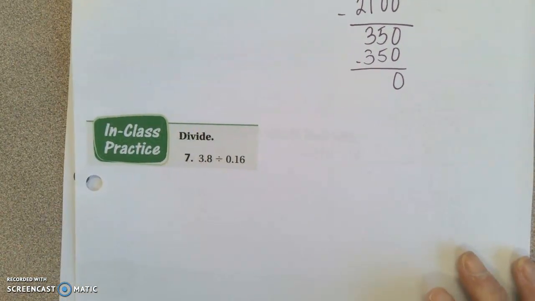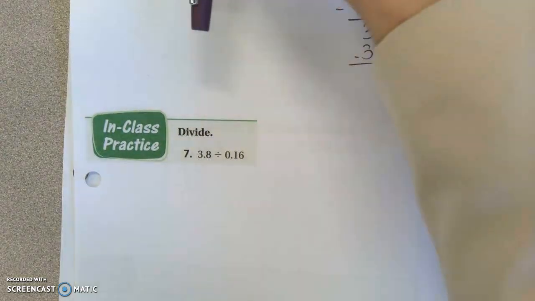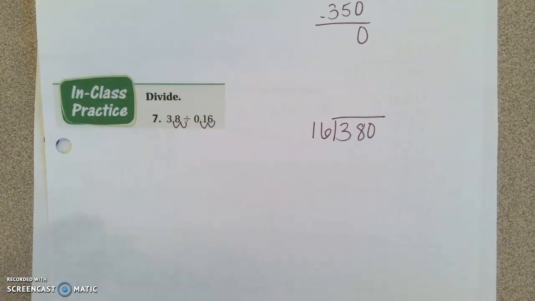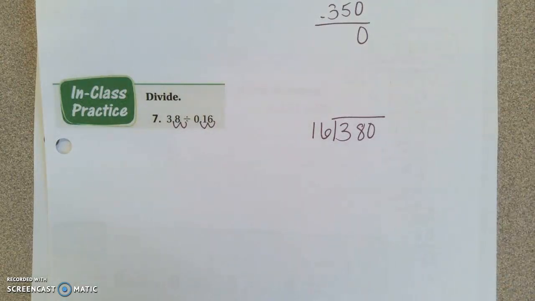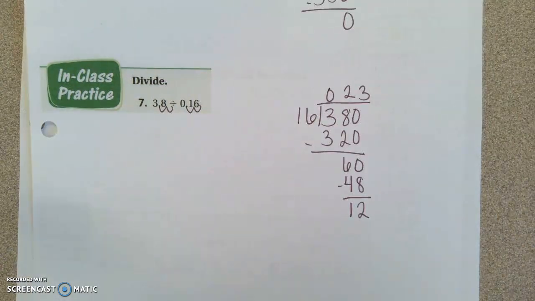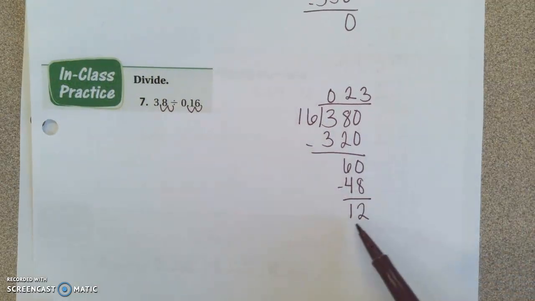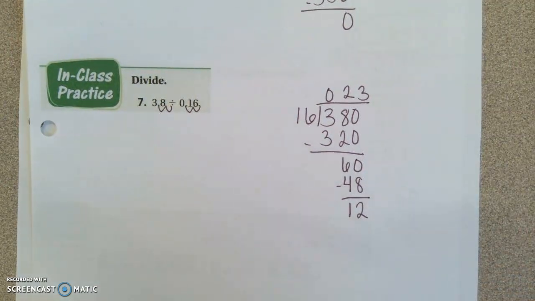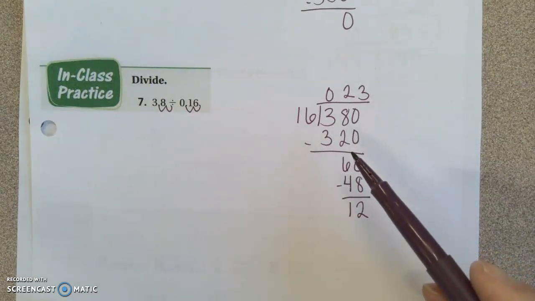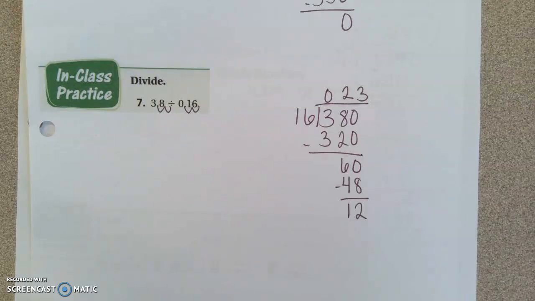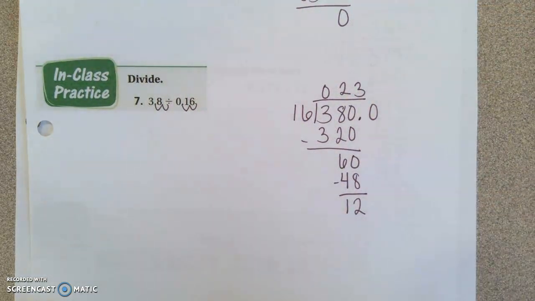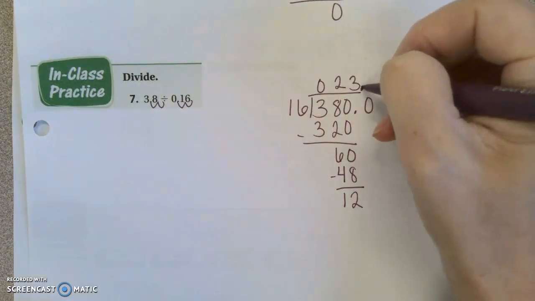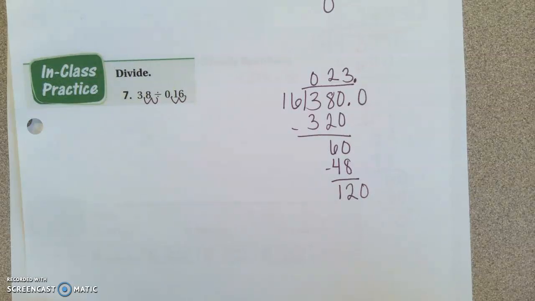Okay, go ahead and pause your video and set up this next one. Okay, make sure you have it set up correctly. It becomes 380 divided by 16. And we probably at least got to this point, 23, and we have 12 left over, but we want an exact answer. So what we know is that if I take 380 and I add a 0.0, 380.0 is the same thing as 380. So I'm going to go ahead and do that. Then I'm going to bring this decimal point up and this 0 down, and I'm going to keep dividing.